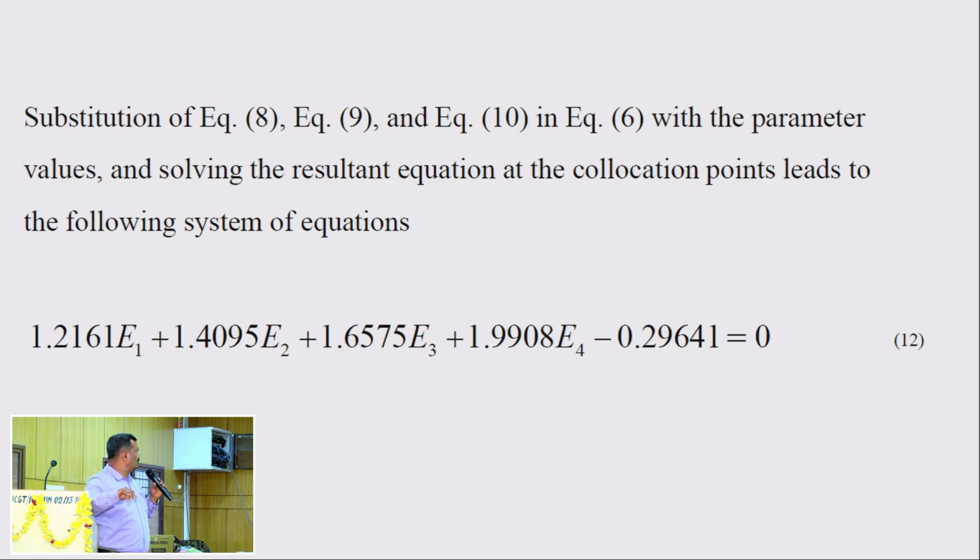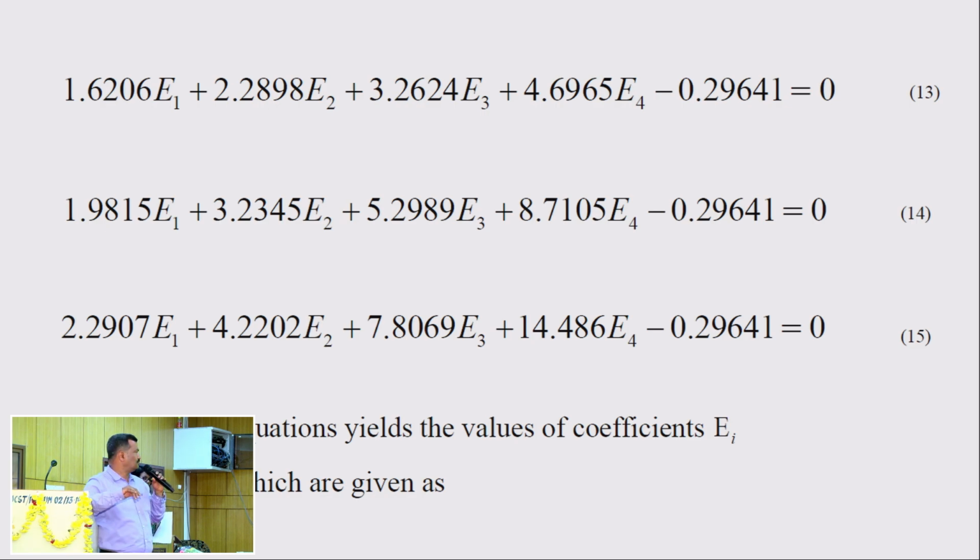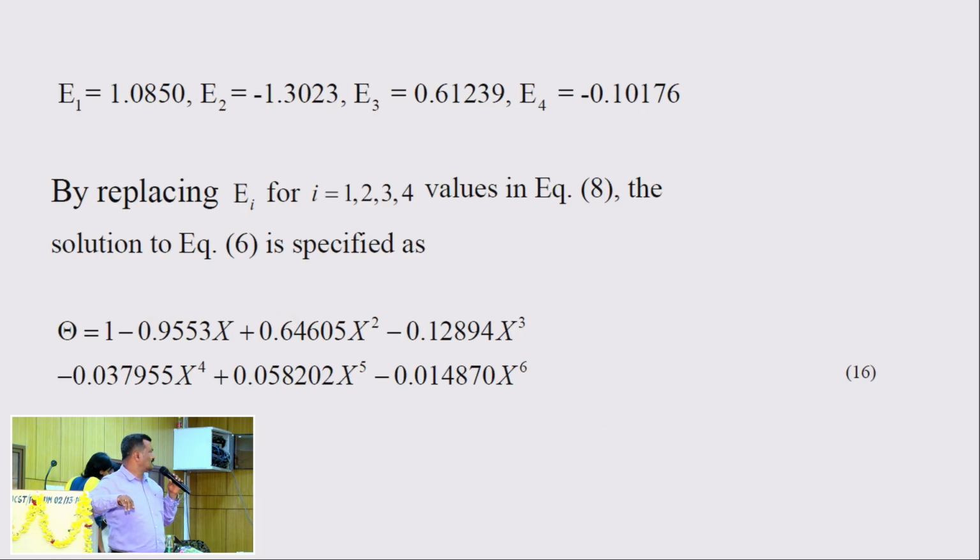13, 14 and 15 are the different polynomials that I got by putting the values. Solving the equation yields the values of the coefficients. Okay, this is theta. The final solution of theta is given up to x to the power of 6, which I have extracted. But even more than that you can get it. You see the coefficient of x to the power of 6, it is almost negligible.